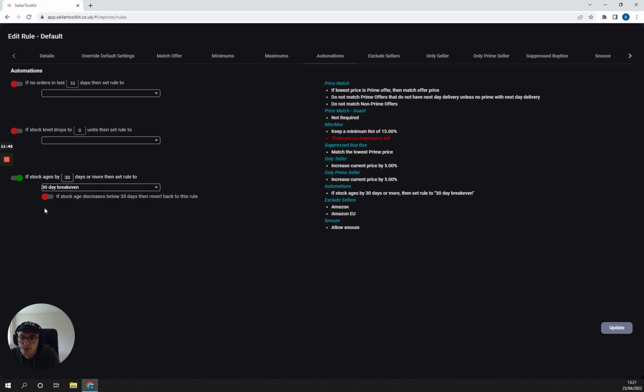And then you can change it so if the stock age decreases below 30 days, revert back to this rule. That's for if you're doing some crazy replanning where you've got different shipments with the same item going in. So if you sell all of your items that are older than 30 days and then the rest of your stock is below 30 days old, it will go back to the default rule. So you can turn that on. And then we update that.